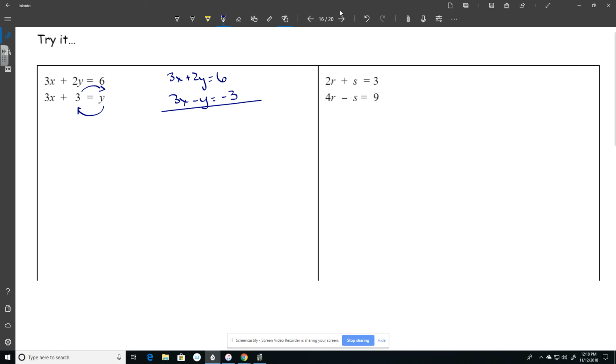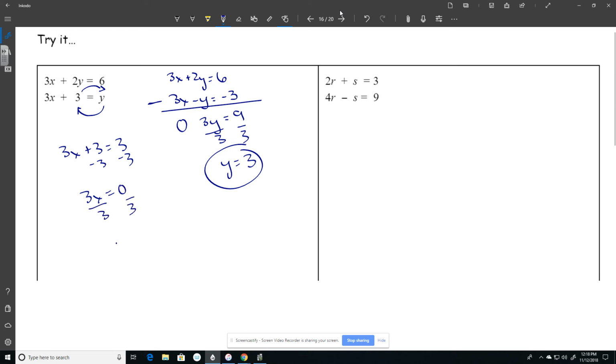So 3x and 3x, I want to subtract those, so 3x minus 3x is 0. 2y minus negative y is 2y plus y, so that becomes 3y. And 6 minus negative 3 is 6 plus 3, which is 9. Divide by 3, y equals 3. And then I just plug that in right here. Let's actually do the second equation. 3x plus 3 equals 3. So if I subtract 3, 3x equals 0. Divide by 3, x equals 0. So my solution is 0, 3.